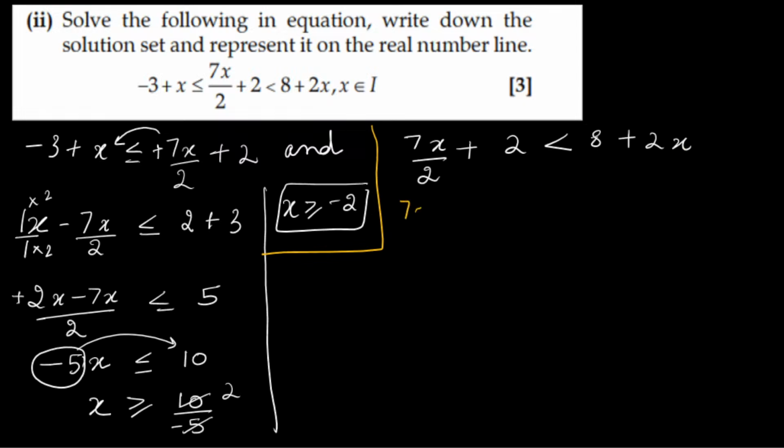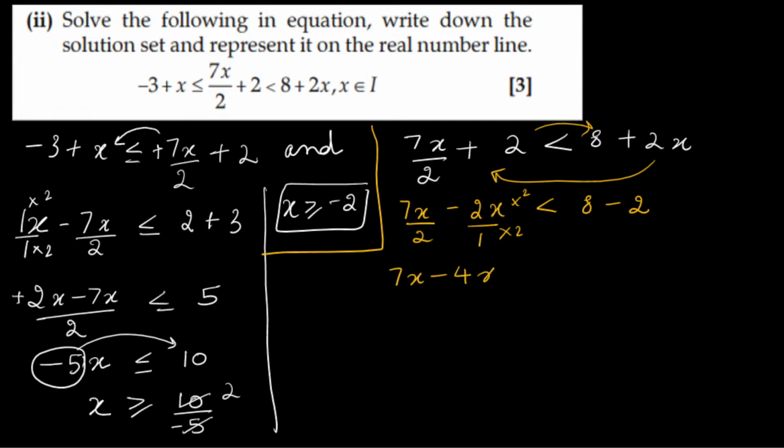So 7x by 2. 2x I am shifting to this side, it will become minus 2x. And 2 I am shifting to this side because of like terms. So this will become 8 minus 2. Now here we will make the denominator same by taking LCM. So here I'll get 7x minus 4x by 2, less than 8 minus 2 is 6.